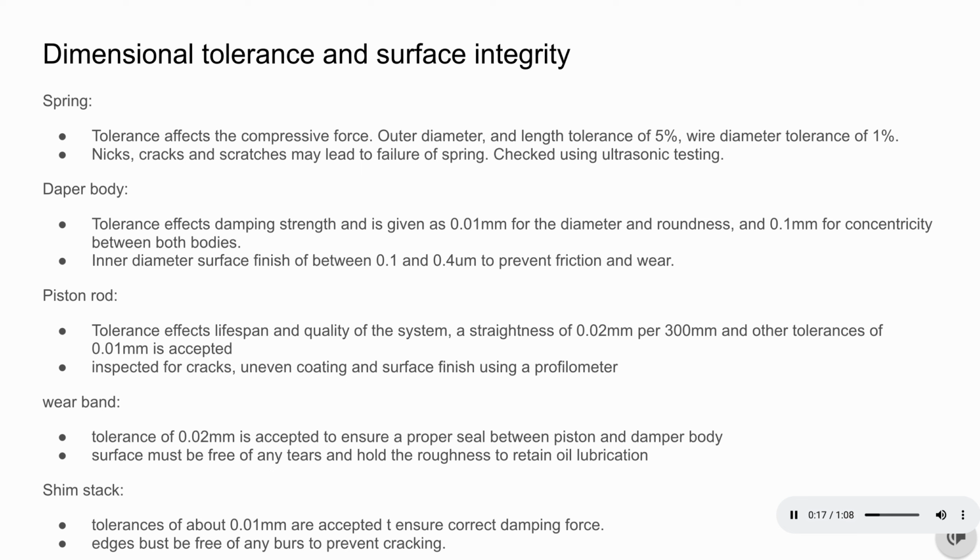For the damper body, tolerance affects damping strength and is given as 0.01 millimeters for the diameter and roundness, and 0.1 for concentricity between both bodies. The inner diameter surface finish of between 0.1 and 0.4 microns is given to prevent wear and friction.